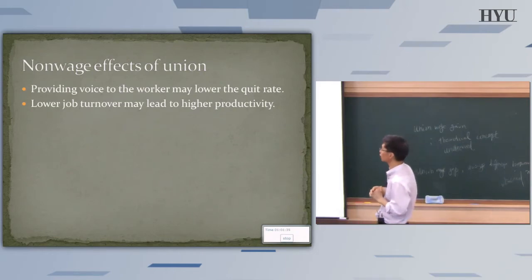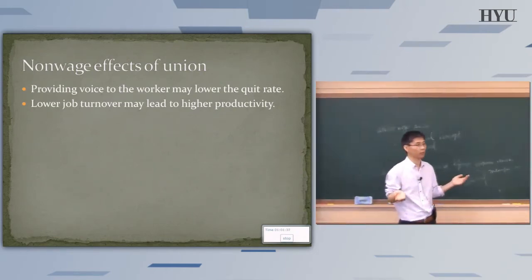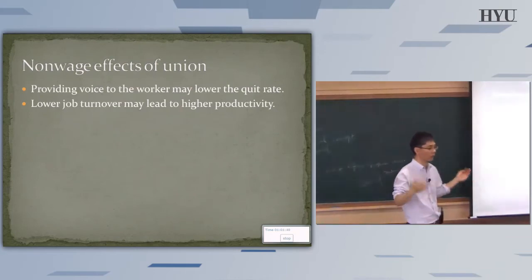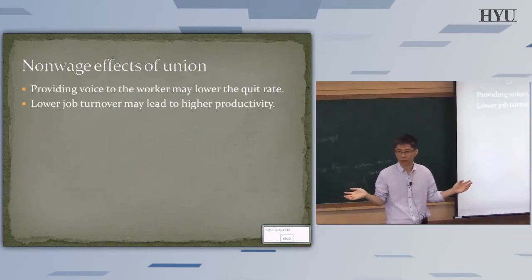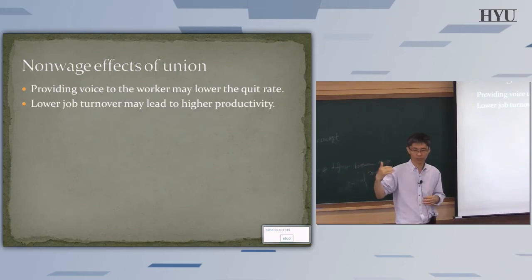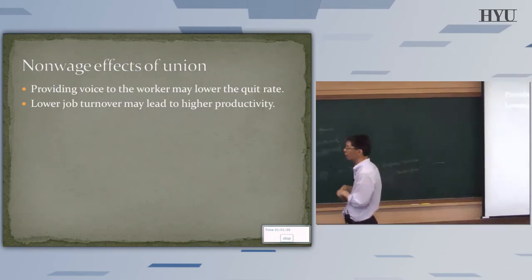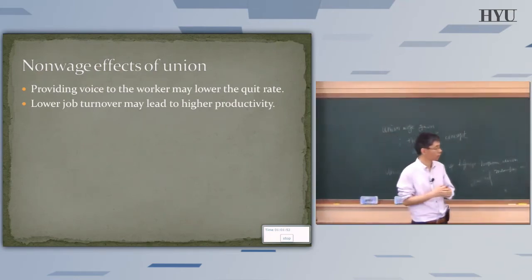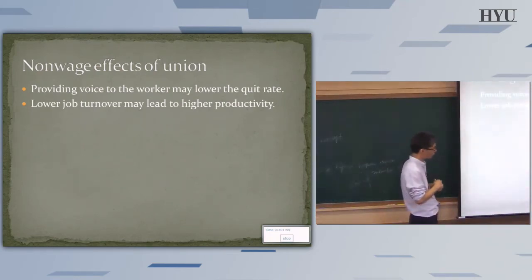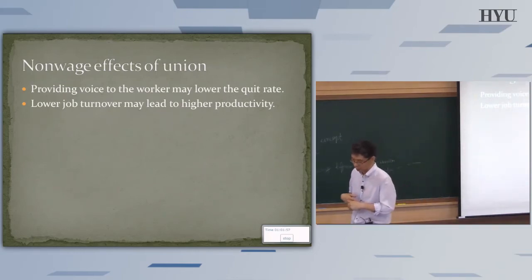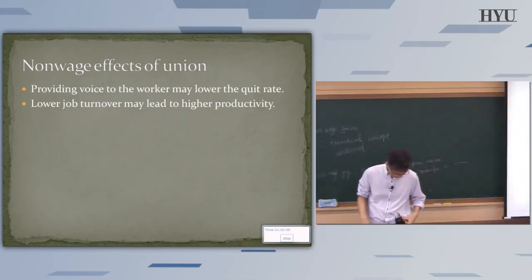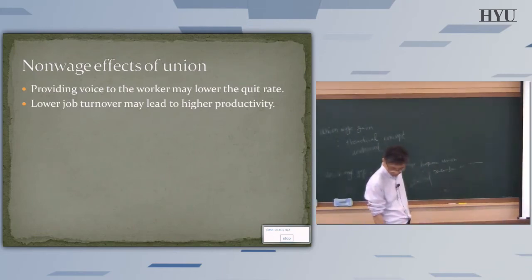So this lower job turnover rate may lead to higher productivity. These union members, since they stay with this company for a long, long time, probably accumulate more specific human capital. So they become more productive as time goes on. Or they probably invest more in these firm-specific skills. So all those things can lead to higher productivity. So there is an argument that union can actually increase productivity.